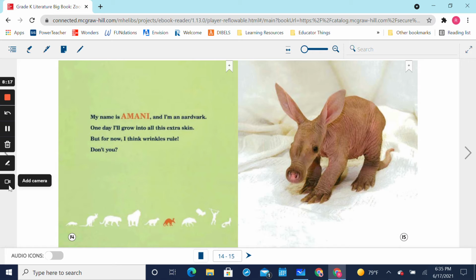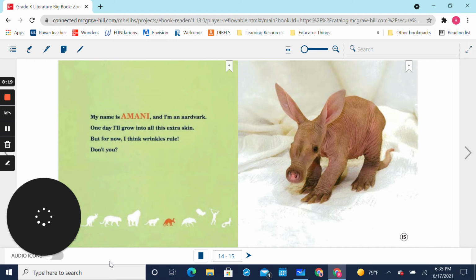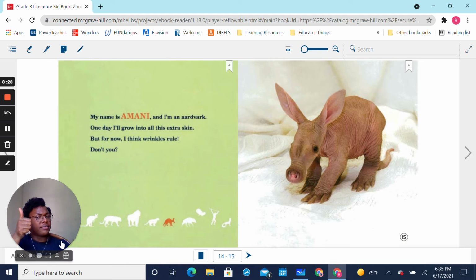What do you think? Thumbs up, thumbs down. Do you think wrinkles rule? I don't think that they rule. But I think he may think that they look good, but if you think that they rule, then that's okay. Your opinion matters too.